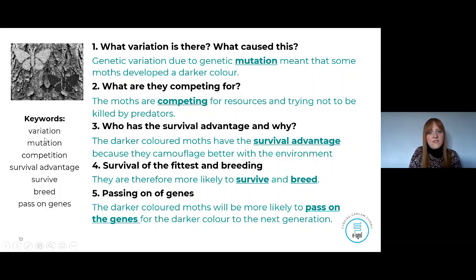So you can see here, we've hit all our keywords. We've talked about variation. We've talked about a mutation. We've talked about what they're competing for. We've talked about who had the survival advantage. We've said that they are more likely to survive and breed, and then they can pass on the genes to the next generation. And we can use this structure for literally any example for natural selection. I'm going to show you another one.